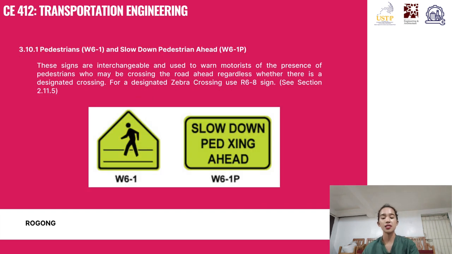For W6 types and usage, as you can see in the figure, we have pedestrian crossing ahead, with the codes W6-1B and W6-1C. The purpose of this is to warn the motorist of pedestrians crossing ahead. For the next sign, we have slow down pedestrian sign ahead, with the code W6-1P. The purpose of this sign is to give a stronger warning to slow down for pedestrians.